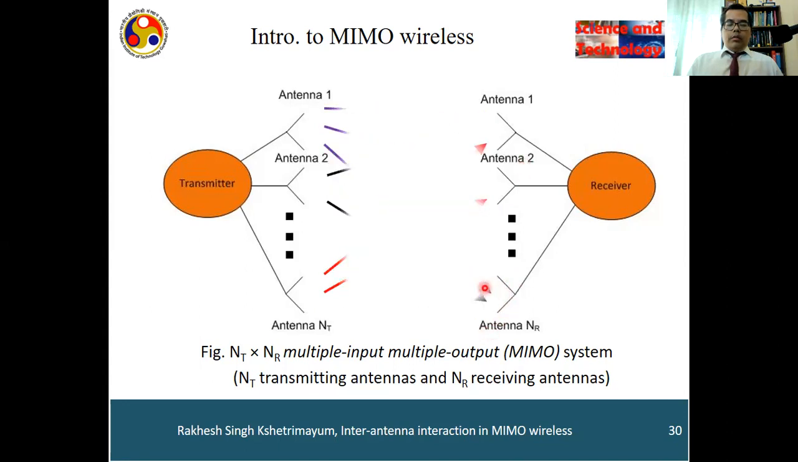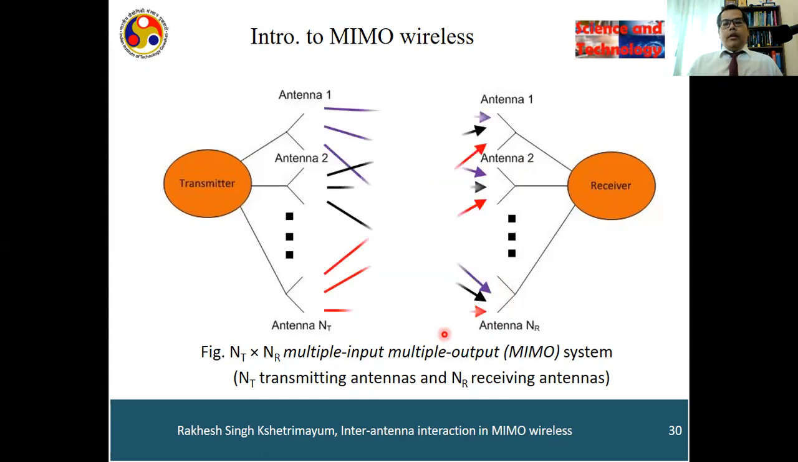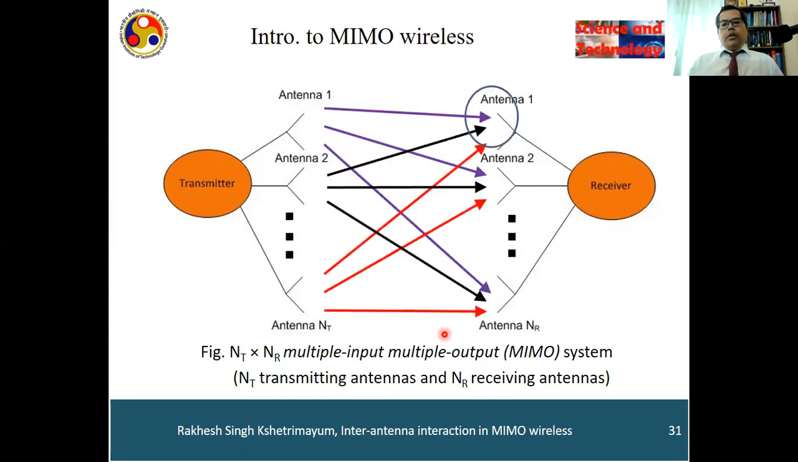So at the receiver, all the antennas are receiving a mixture of symbols or bits transmitted from the transmitter. It is very difficult to decode this. The receiver has to do a lot of comparison to find out which symbol has been transmitted from antenna 1 to antenna NT. This is a headache for the receiver, and in wireless communication, the receiver is much more complex than the transmitter. Antenna 1 is receiving signals from all the transmitting antennas, antenna 1 up to antenna NT. Antenna 2 is also receiving all the symbols or bits from all the transmitting antennas, and similarly antenna NR. So this is a mixture of symbols you are receiving from the transmitter.